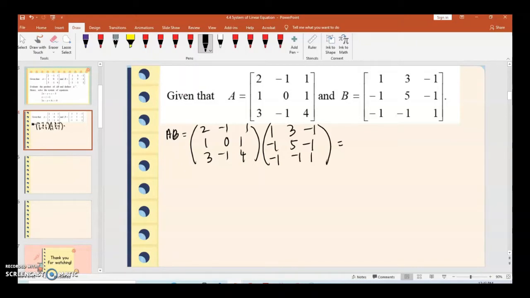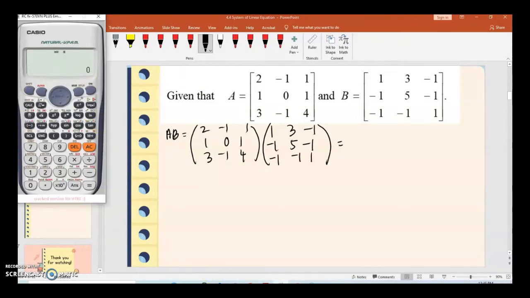And then we are going to calculate using the calculator. Okay, we are going to insert matrix A and matrix B. Shift 4, dimension, matrix A, number 1, dimension 3 by 3, number 1. So we are going to insert 2, negative 1, 1, 1, you press equal, 0, equal, 1, equal, and then 3, equal, negative 1, equal, 4. Okay, we're done with matrix A.